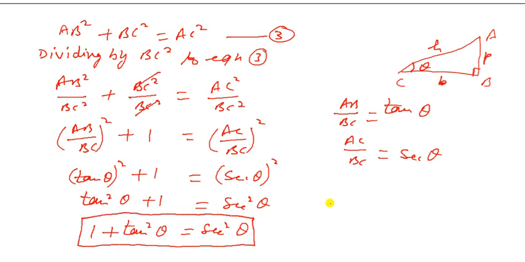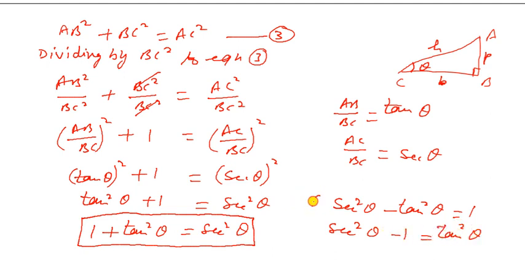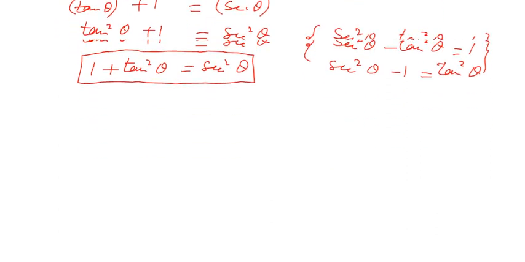With the help of this, we can make other two formulas. So the first one is sec square theta minus tan square theta equal to 1, and the second is sec square theta minus 1 is equal to tan square theta. So it is the second part of this formula. Now come to the next one.